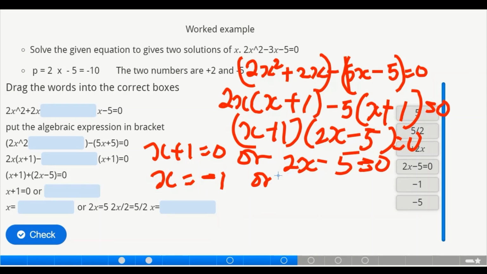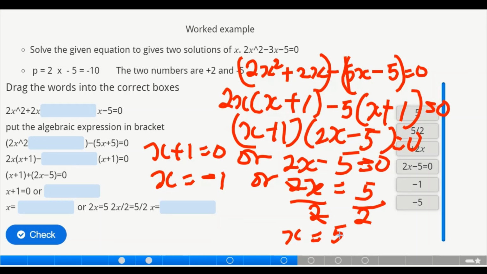Now, for the other one here, 2x minus 5 equals 0. By the time minus 5 crosses to the other side, it changes to what? Plus 5. 0 plus 5 will give us what? 5. So we have 2x equals 5. We need to get the value of x, so we are dividing both sides by 2. Divide this side by 2, divide the other side by 2. So 2 here, we cancel 2 here. We have x equals 5 over 2.